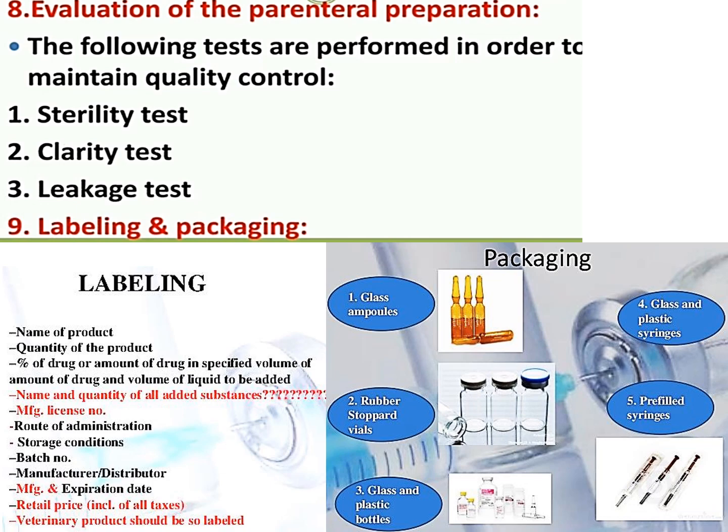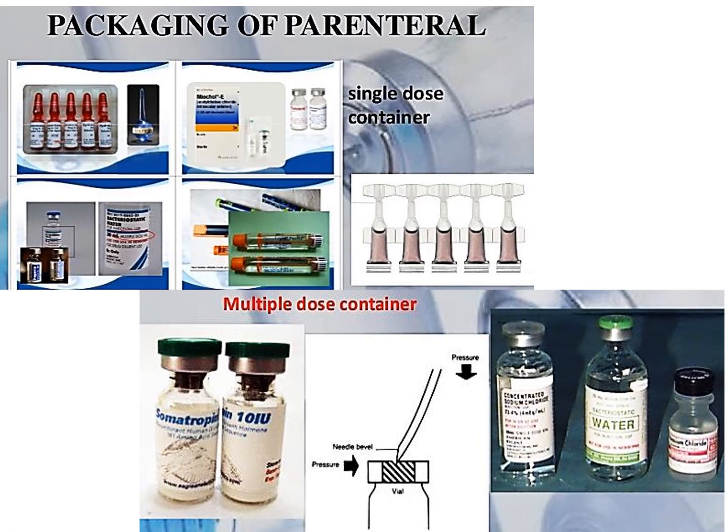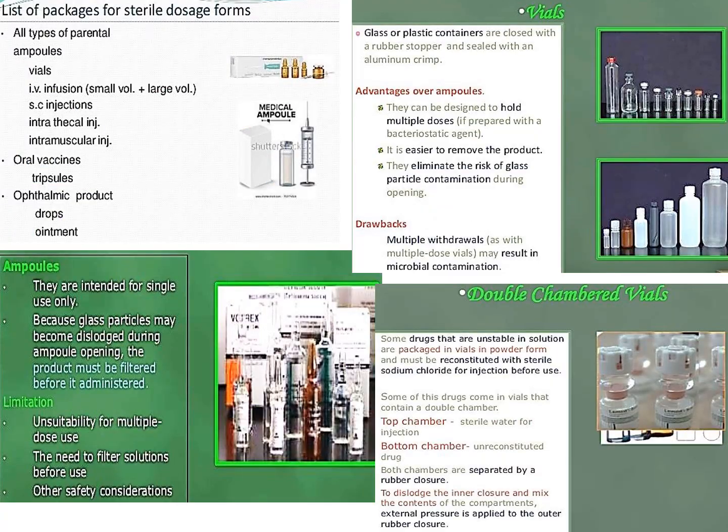Now packaging regarding parenterals: glass ampoules, rubber stopper vials, and prefilled syringes. Glass and plastic syringes are also available. Glass and plastic bottles are available for the packaging of parenterals. Packaging of parenterals includes single dose containers, either plastic or glass. Both are single dose containers, used and thrown. Multiple dose containers mean you can use that formulation multiple times.